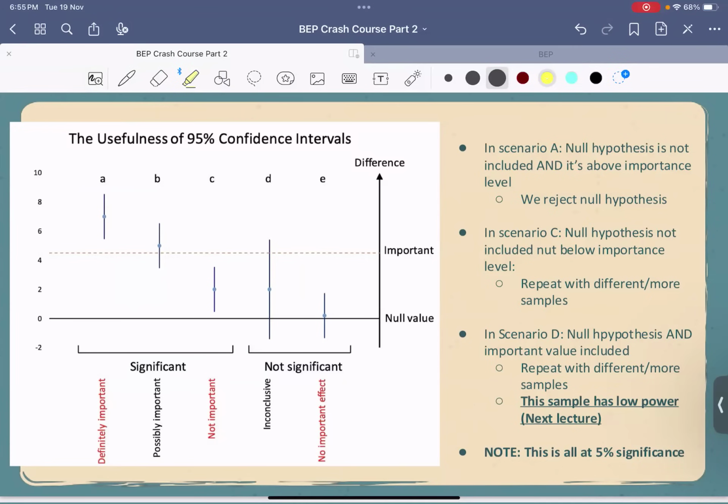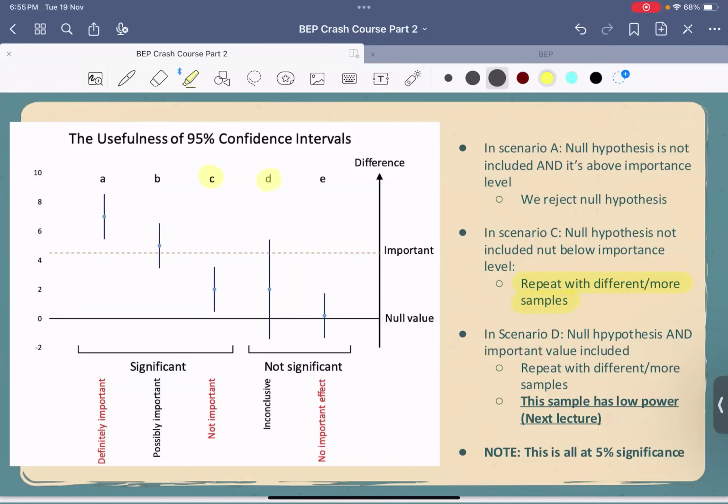So in that case, we repeat the test with different or more samples to see if we just made an error and that's why it's statistically significant but not clinically significant, or if it's actually not clinically important. So we repeat it just to be sure. Okay, so this is scenario C.